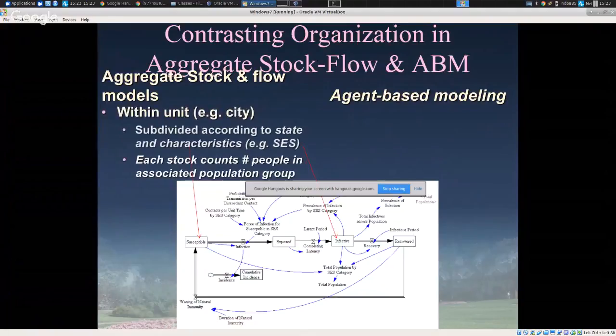So in stock and flow modeling, here we had a situation where we are subdivided according to state. And if we wanted to have a model where we had susceptible males, exposed males, infected males, recovered males, we would need to separate those states from susceptible females, exposed females, infected females, recovered females to capture the dynamics of each of those. So here we're subdividing people according to their characteristics, their state, and their other attributes. And each stock counts the number of people within that group.